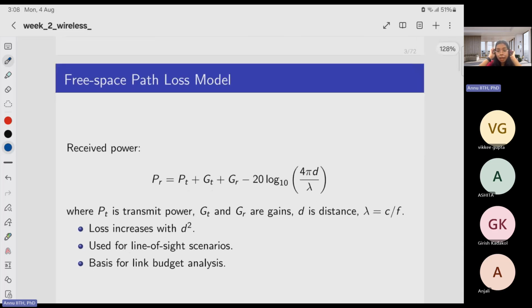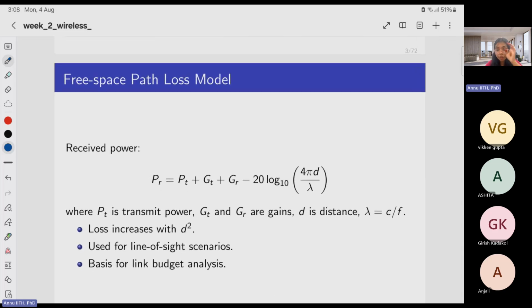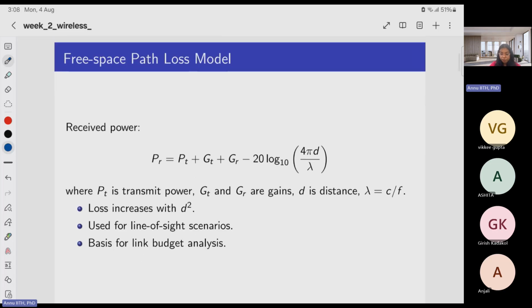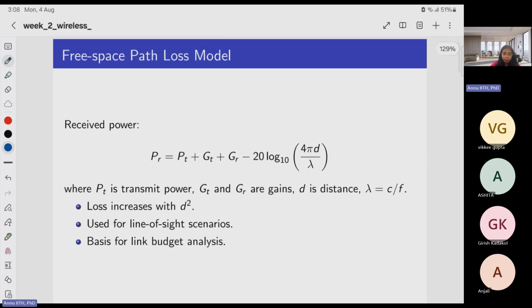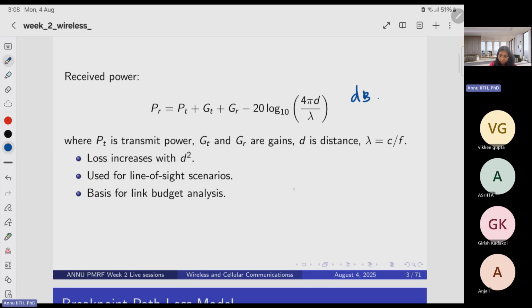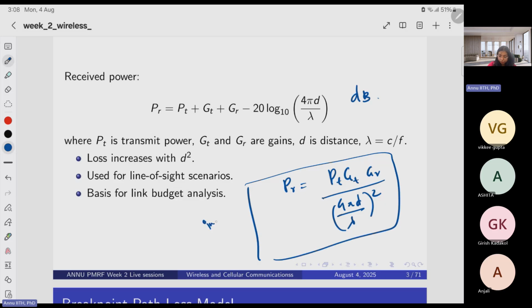Now, this is very important, and that's how most of the questions are asked in week 2. So we have the free space path loss model. The received power PR is equal to PT plus GT plus GR minus 20 log 10 of 4 pi D by lambda. It is all in dB. Whenever a sum term comes, it is in dB. I'm writing here: PR is equal to PT GT GR divided by (4 pi D by lambda) squared. This is the linear scale.